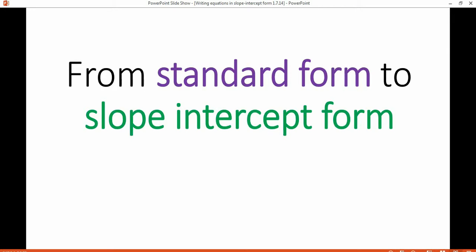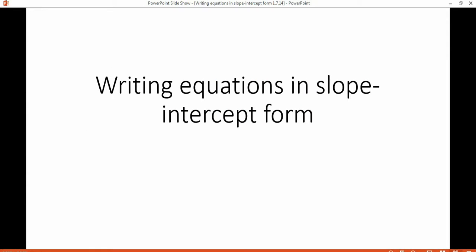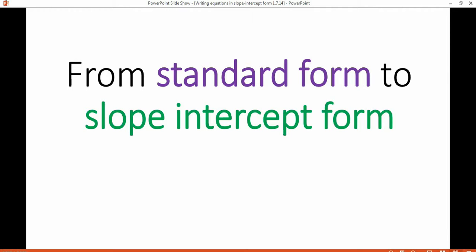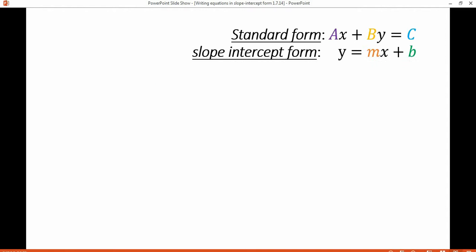Okay, first let's talk about writing equations for lines in slope-intercept form, and we're first going to talk about how we convert from standard form to slope-intercept form. You guys were really good at this before the break. I just want to make sure that we review it so that you can go into the next semester strongly with this skill. So as a reminder, standard form is ax plus by equals c.